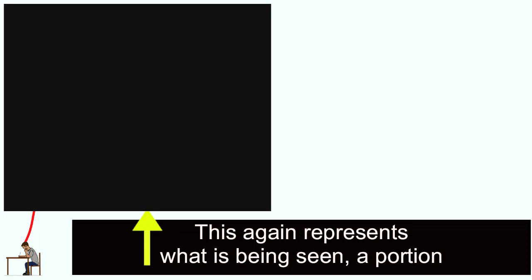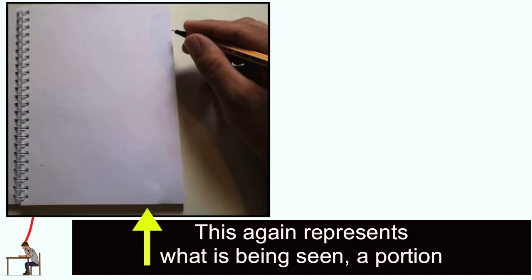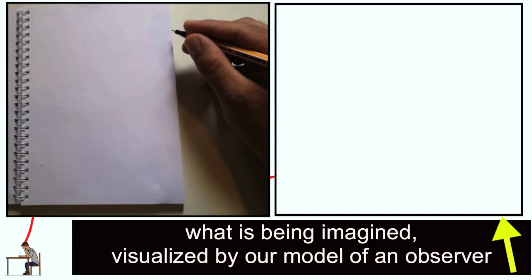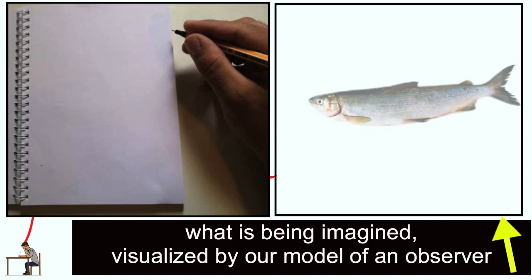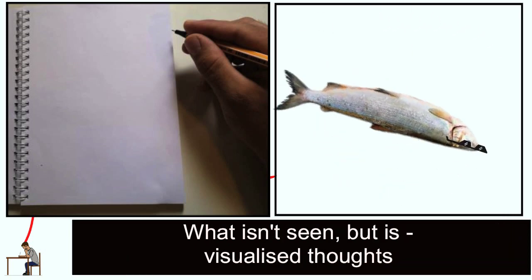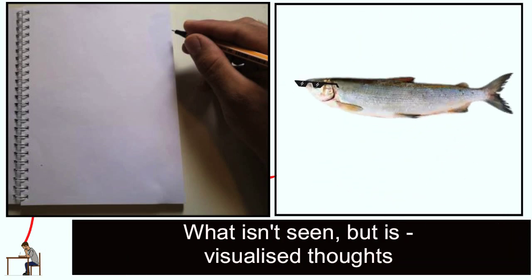Next, let's make some room by placing our fella into the corner. This again represents what is being seen, a portion. And this models what is being imagined, visualized by our model of an observer. What isn't seen, but is visualized thoughts.